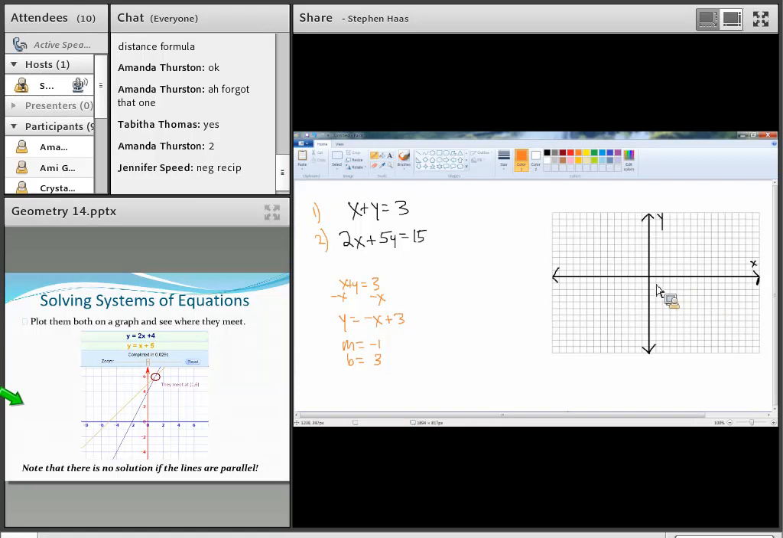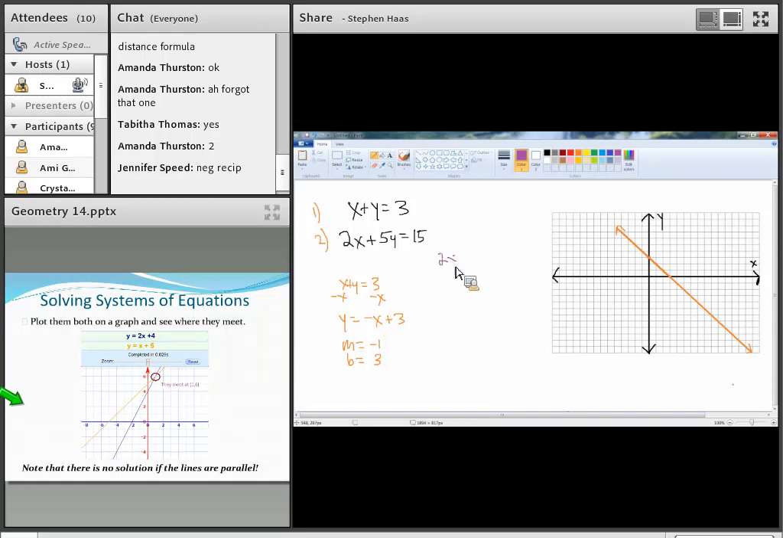So for the green slope, we'll do 1, 2, 3, and then our slope is negative 1. So 1 down, 1 over. 1 down, 1 over. Let's draw the line. Okay. All right, there we go. That's the orange line. And as I've done previously, I will simply put arrows on each end. All right, now let's try the second one.